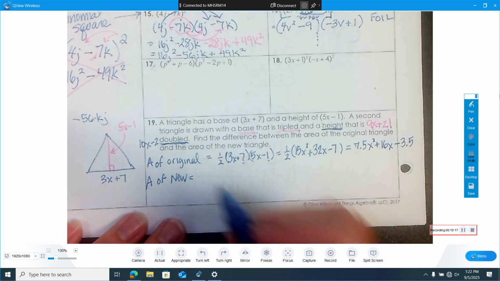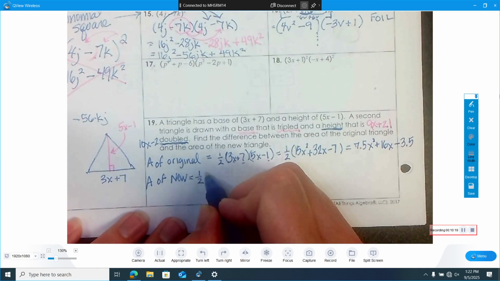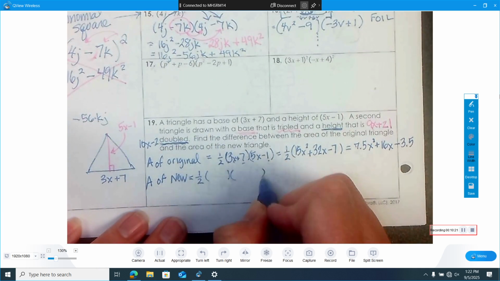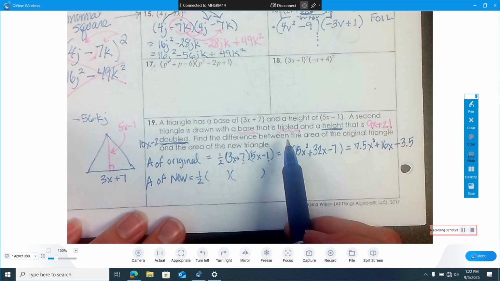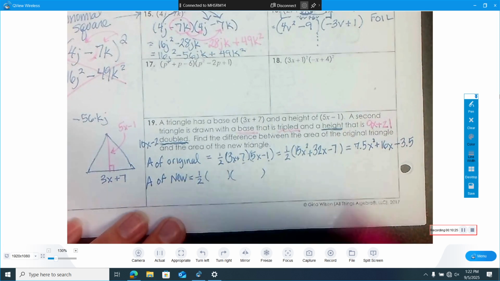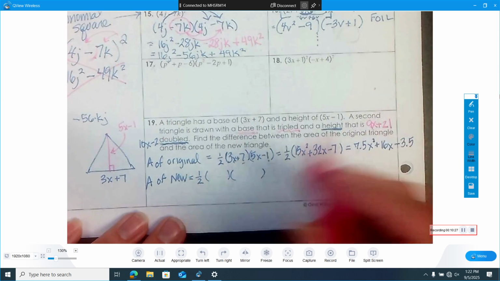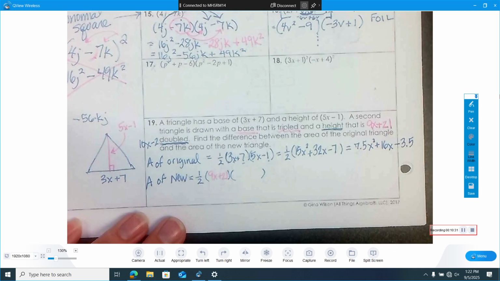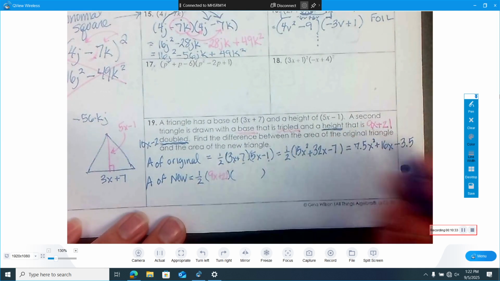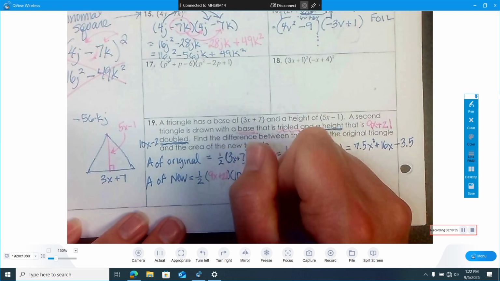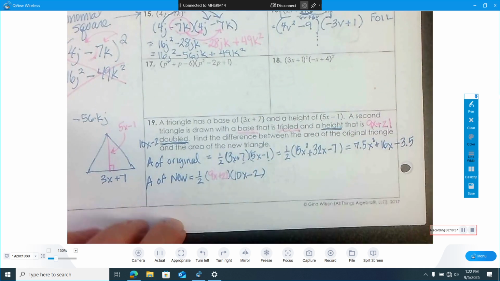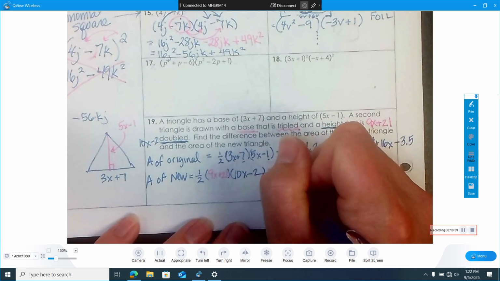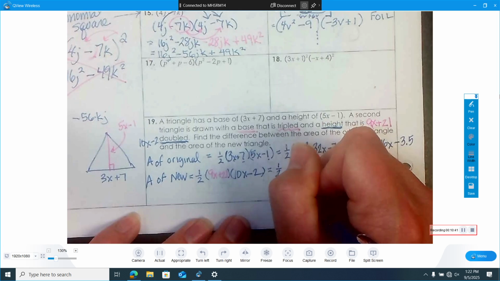All right, so now the area of the new triangle. Again, we have a 1/2 base times height with that new tripled and doubled. So the triple base was 9x plus 21. And the doubled height was 10x minus 2. All right.